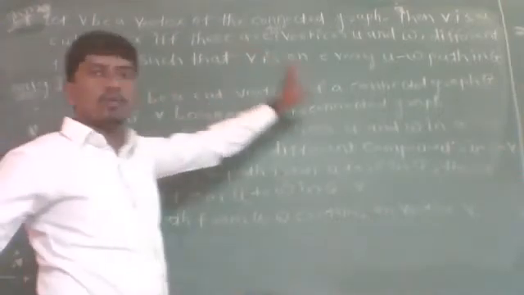That is, here we have to prove that there are two vertices U and W belonging to two different components and other than vertex V, such that V is on every U to W path in G, and hence we have proved it here. So the first part is proved.